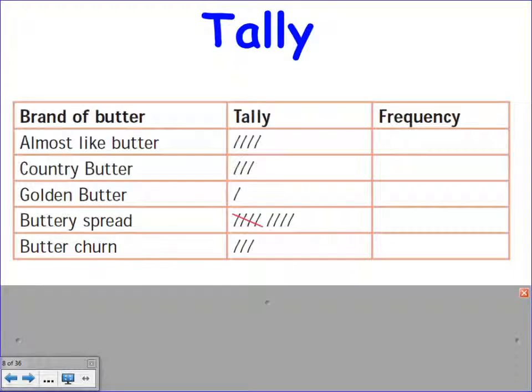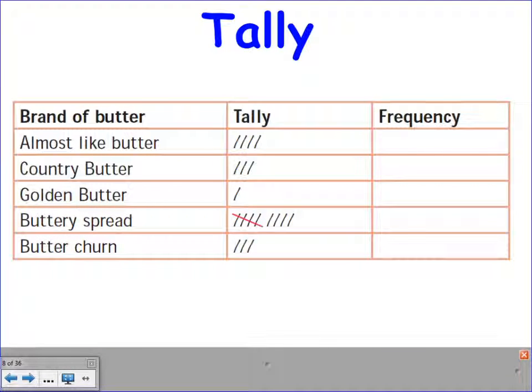So we're going to start with a tally. Anybody tell me what a tally is? It's a chart. And what do we put onto this chart? Lines that represent the data. Good. We talked about the tally before Christmas. What was a really good thing about the tally?